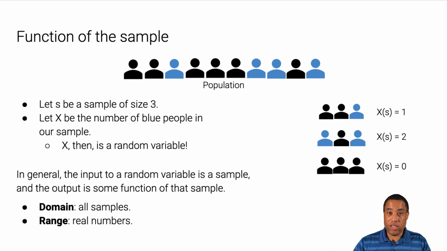Now, if we were looking at this from a math class point of view, we'd say we have a function. It has a domain, which is the set of inputs, and we have a range, which is the set of outputs. So in general here, the input to a random variable is a sample, and the output is some function of that sample. So the domain here is all samples, and the range, or outputs, is all real numbers.